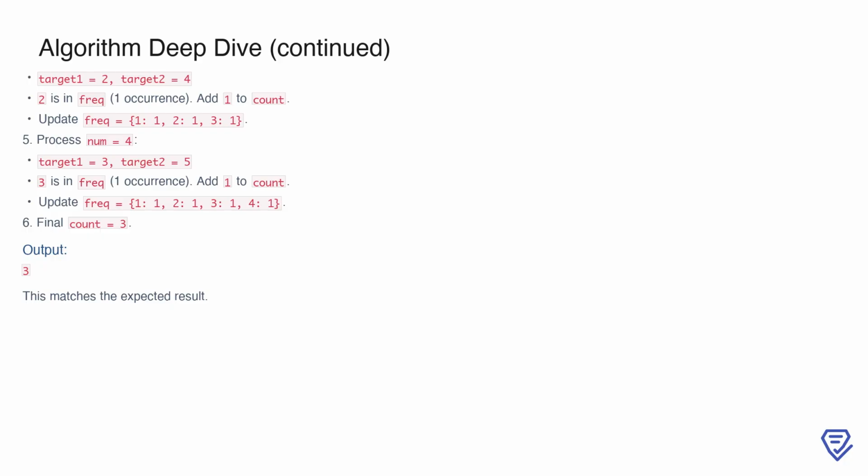For 3, the targets are 2 and 4. The target 2 is in the hash map, so we increment the count to 2 and update the hash map to {1: 1, 2: 1, 3: 1}. Finally, for 4, the targets are 3 and 5. The target 3 is in the hash map, so we add 1 to the count, resulting in a final count of 3. This matches the expected result and demonstrates how the algorithm efficiently finds all valid pairs.